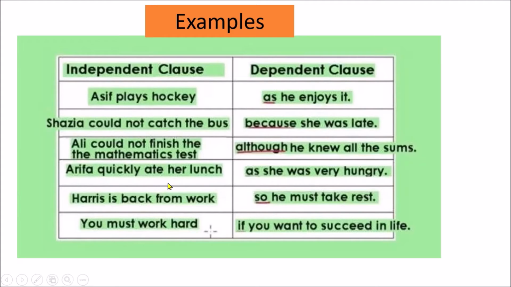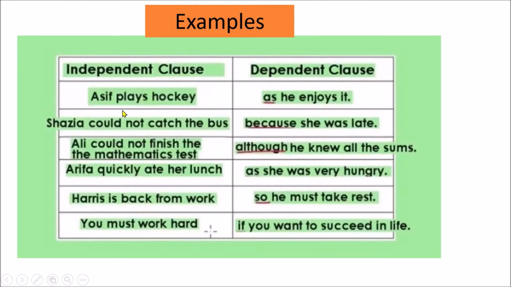Next one, Arifa quickly ate her lunch. This is an independent clause, as she was very hungry. And this is a dependent clause. Next one is, Harif is back from work. Independent. So he must take rest. This is a dependent clause. Now the last one is, you must work hard. This is independent. And the next one, if you want to succeed in life. This is a dependent clause. So it's very easy to understand and differentiate between independent and dependent clause.